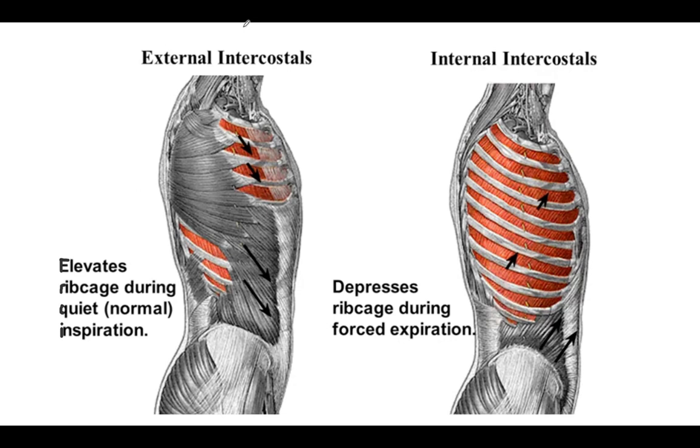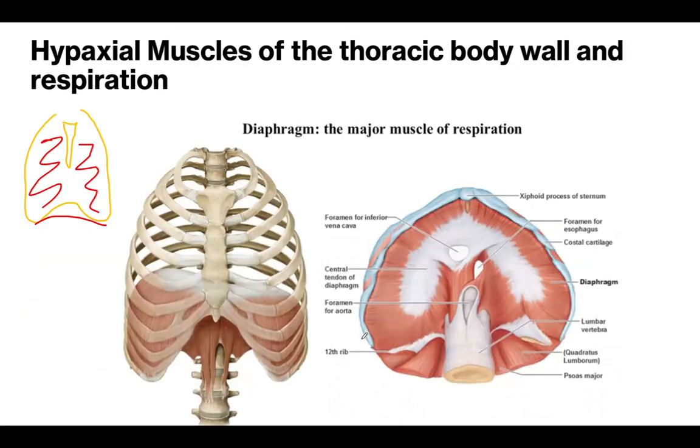Okay. So when we talk about expiration and muscles that are going to allow air to expel our body, it's always going to be forced, because in quiet expiration, no muscles are being used. All right. So, diaphragm again is the major.